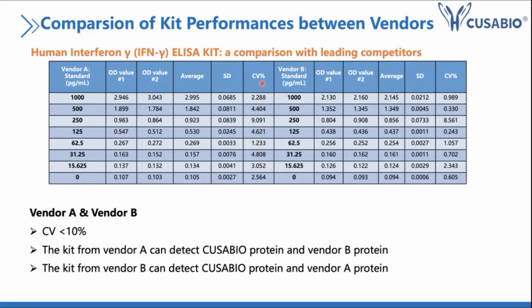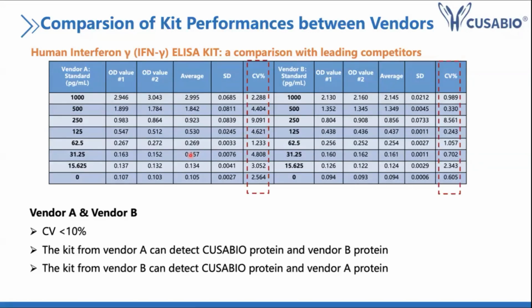As you see, the CV from vendor A is less than %, and the CV from vendor B is also less than %. In addition to that, we used the vendor A kit to detect the standard protein from CUSABIO and the standard protein from vendor B, and the results are exactly the same. So we confirm that all three kits can recognize the standard protein from each other.